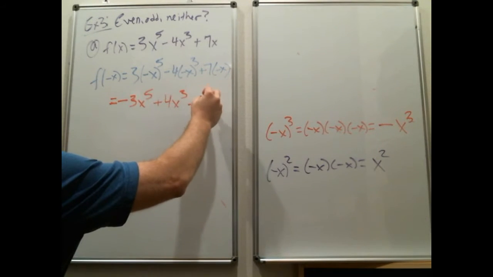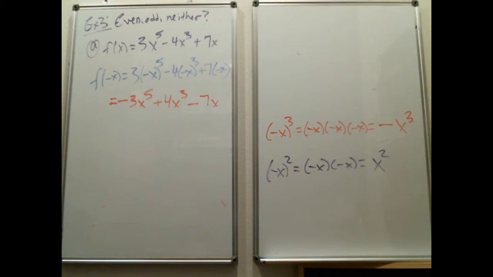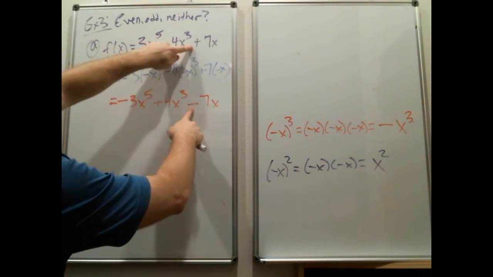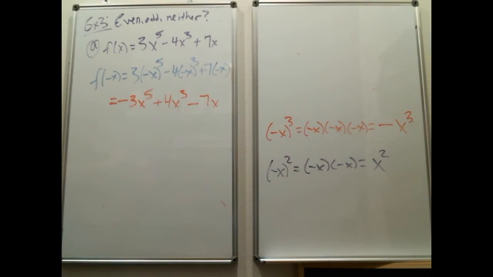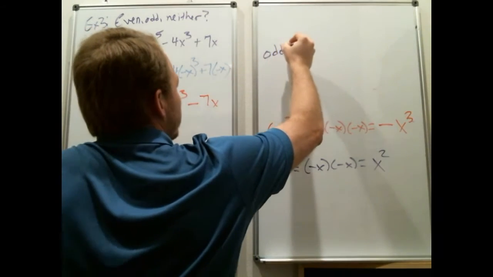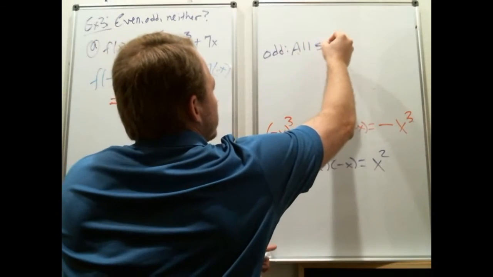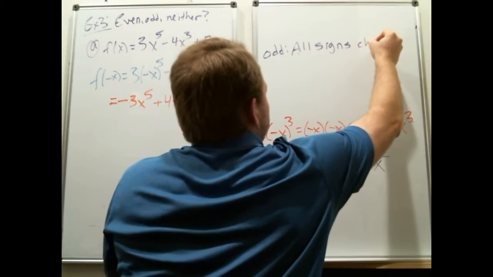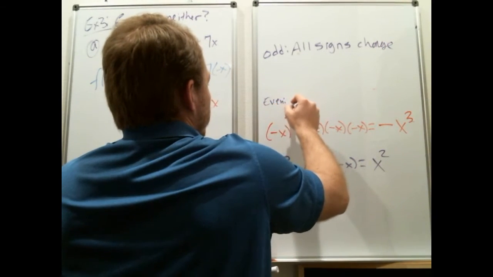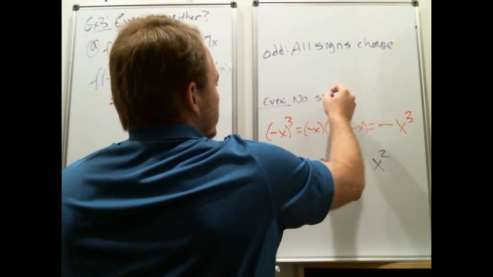So negative 7x. And then what you do from here is you compare to the original equation. Did this sign change? Yes. Did this one change? Yes. And did this one change? Yes. So all the signs changed. That means it's odd. Alright? And so let's write that. Odd means all signs change. Even means no signs change.